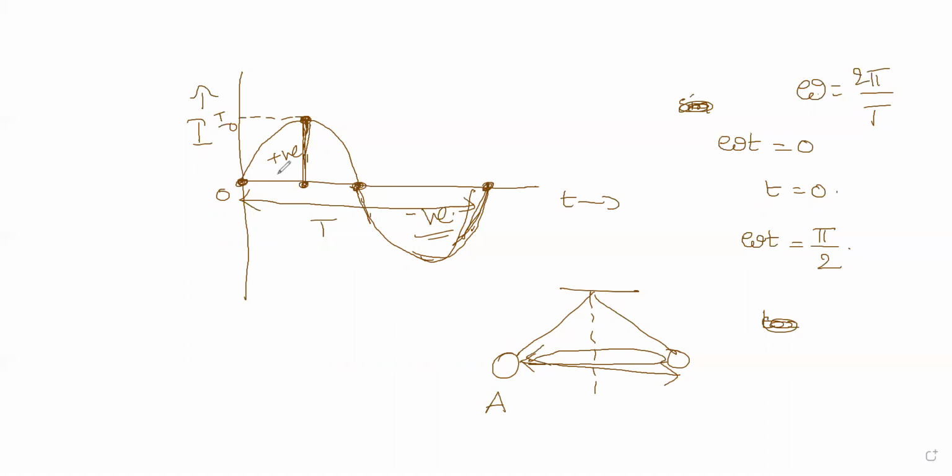Got it? And now here, where do you see the maximum? That we'll see. So omega is 2 pi by T, let's substitute. So 2 pi by T into t is equal to pi by 2. Let's cancel the pi, and t is equal to T by 4. That is at the quarter cycle. This is T by 4. And T by 2, this is called half cycle.